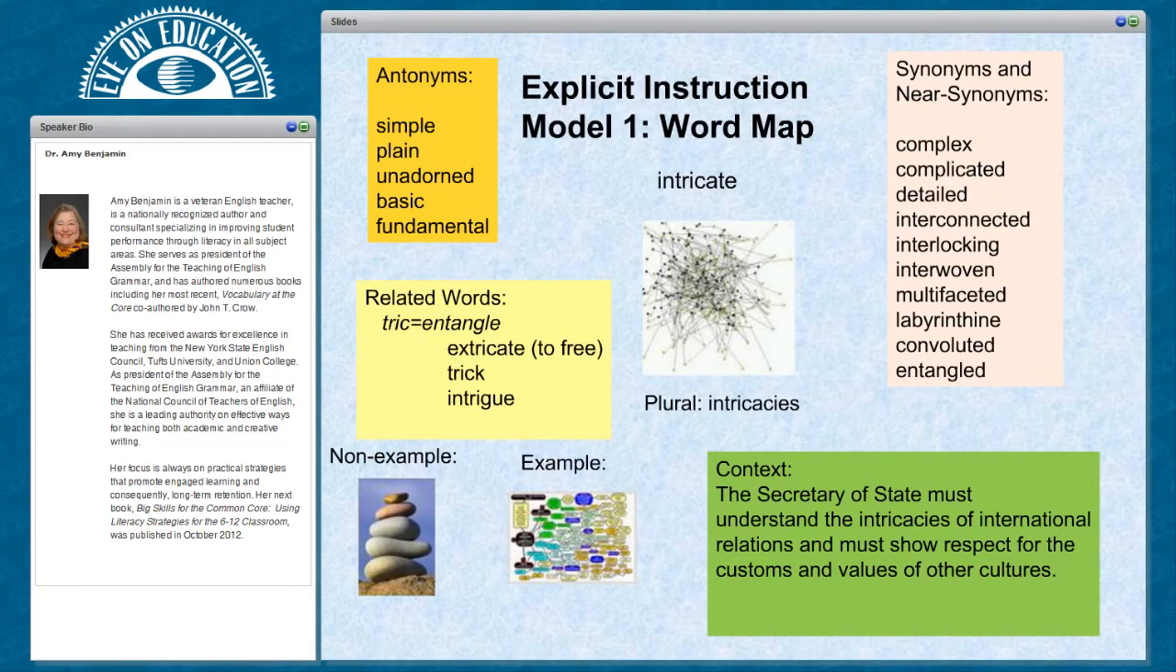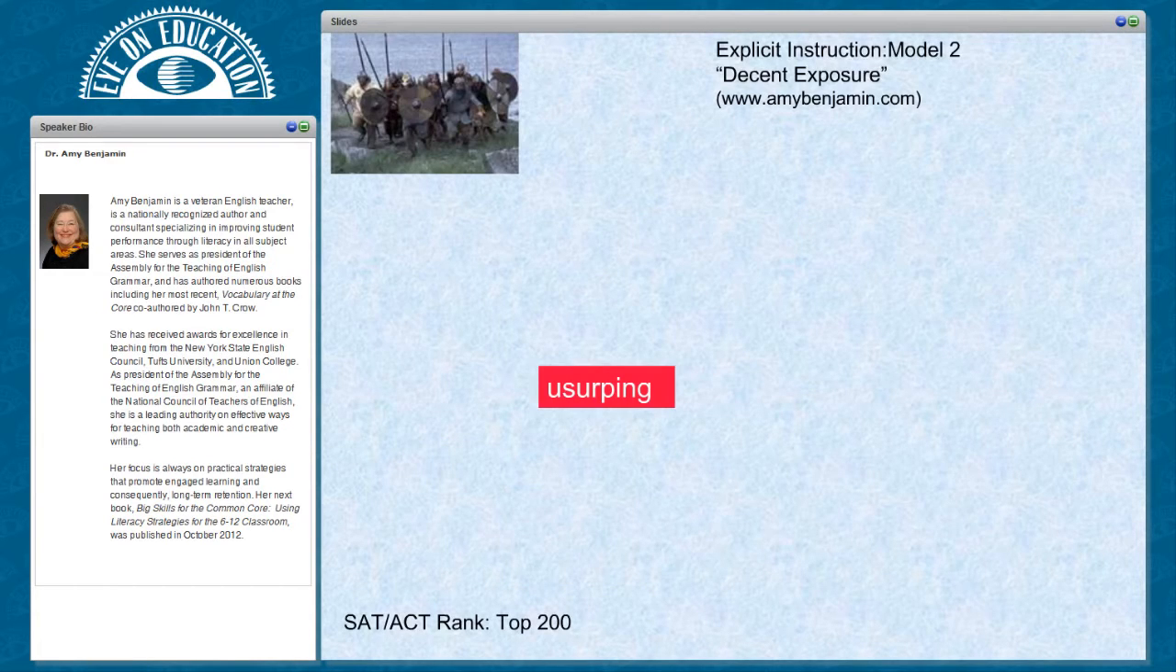All right, it does take a fair amount of time, though not really that much. I would recommend modeling this for the students and then having them create the PowerPoints to do this. And you can also display these around your room, and that increases the moments of exposure. All right, so that's Model 1, the word map.